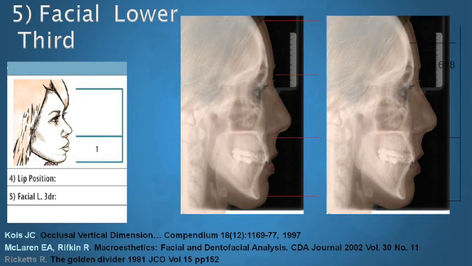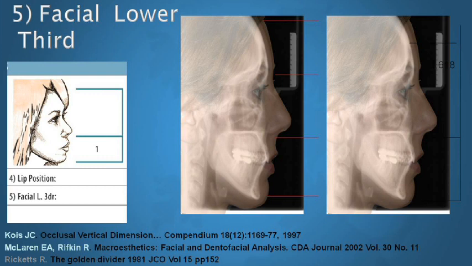The next parameter is the facial lower third. And this parameter, as the previous parameter, is evaluated when we're looking at a patient's photograph from the profile. And the facial lower third is also controlled by the teeth. If a patient loses all their teeth, as we understand, the patient's lower facial third will be collapsed dramatically.